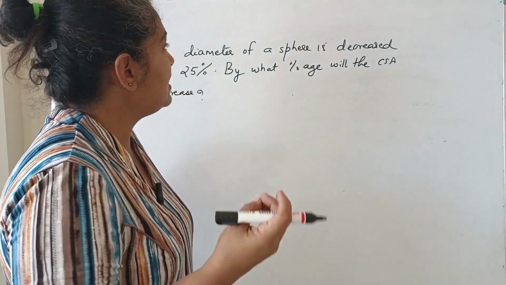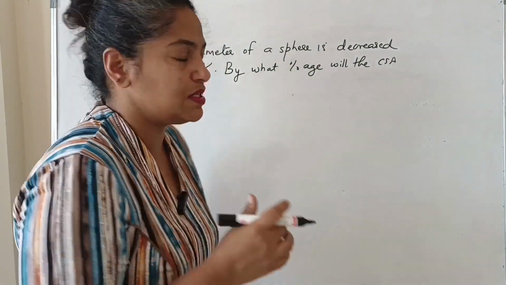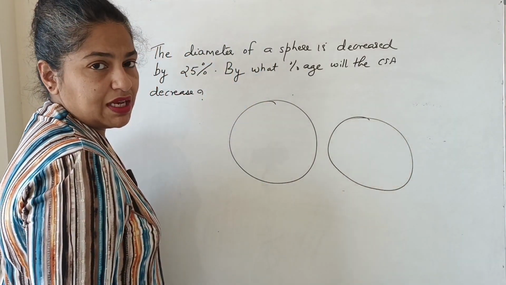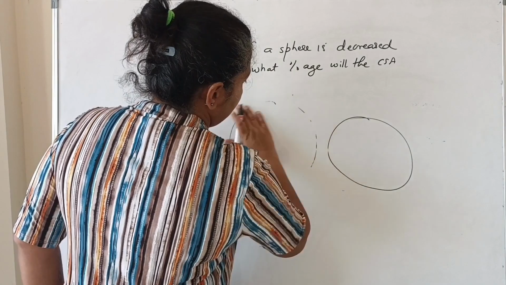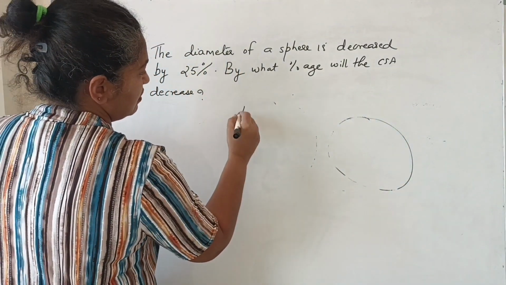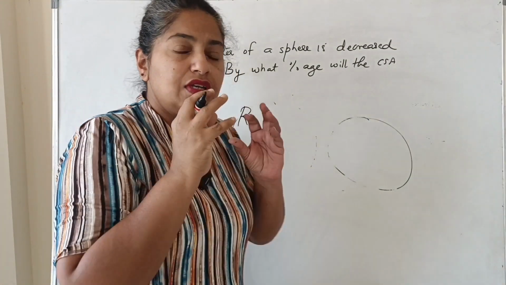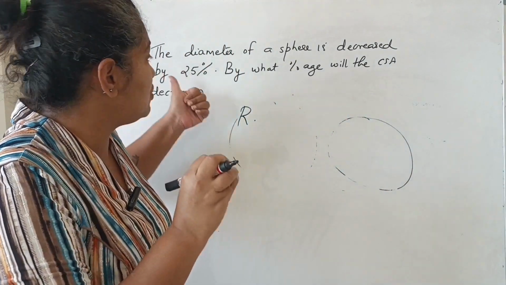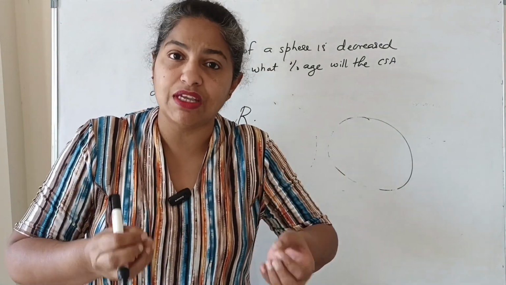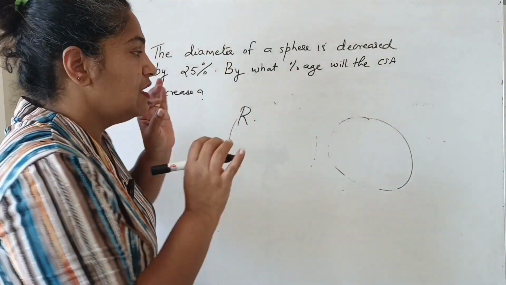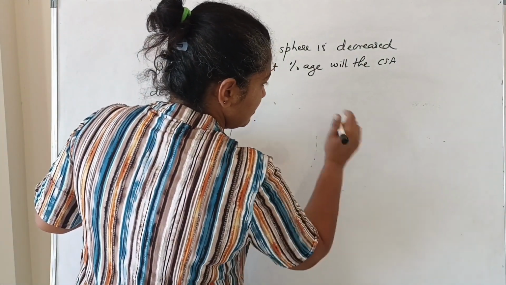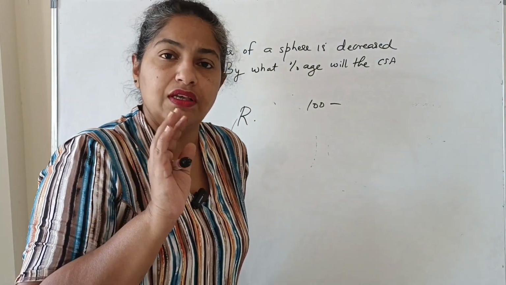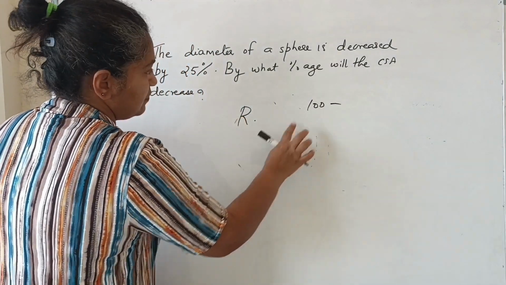It is given to us that the diameter of a sphere is decreased by 25%. So if you had a sphere like this, the sphere was changed to something like this. Now, if the original sphere had a radius of r, there is a 25% decrease. You need to understand that the diameter of the sphere did not become 25%. It is decreased by 25%. So read the question properly. Which means that if you had 100 rupees and somebody were to take 25 rupees away from you, what would you be left with? 75.